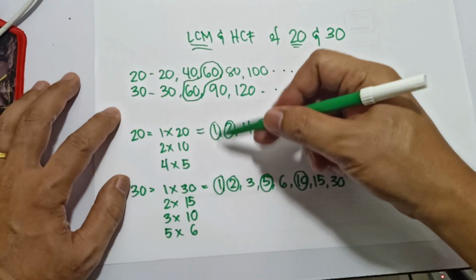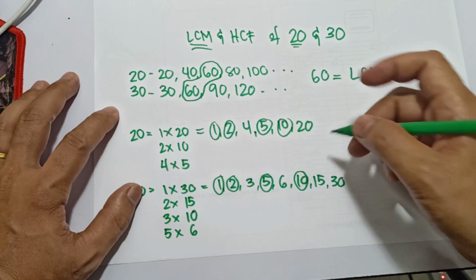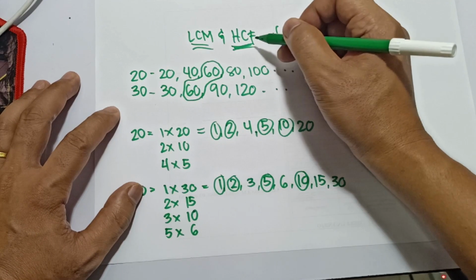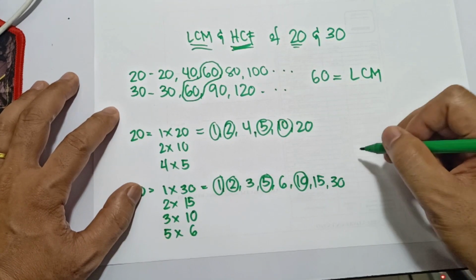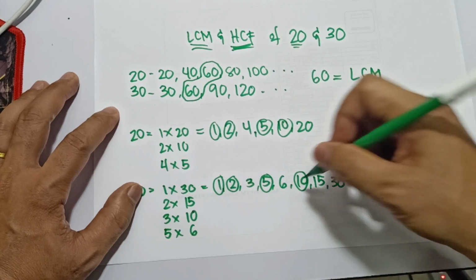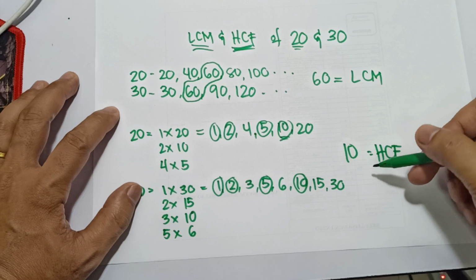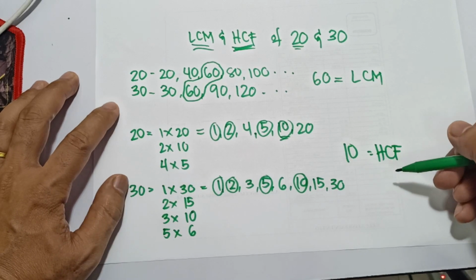So the ones that I circled are called the common factors, but we are looking for the highest common factor, or the HCF, and the HCF is from here. So the highest is 10. So 10 is the highest common factor.